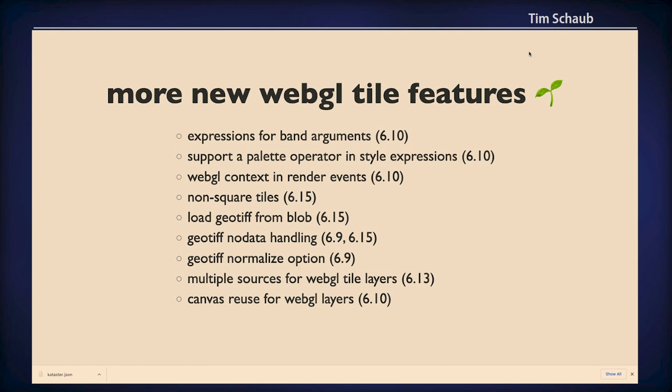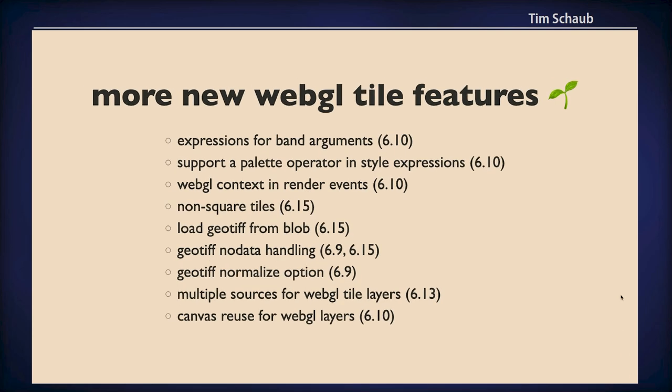We support loading GeoTIFFs from a blob, not just from URLs. So if you load your GeoTIFF in some other way, you can now give it to our source as a blob. We read the GeoTIFF metadata, and we have better handling for NoData values in that metadata. We have the new normalize option, which lets you say you don't want the data to be normalized, if you want access to the raw data instead of having it normalized in your style expressions. The WebGL layer supports multiple sources, so you can have a GeoTIFF pyramid all together in a single layer. And then finally, we support canvas reuse. Andreas will talk a little bit more about this, but it allows you to have many layers without having a WebGL context for each layer.